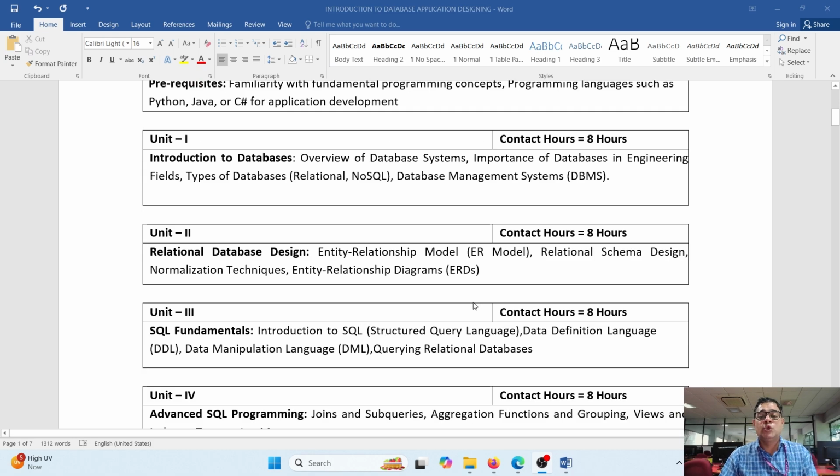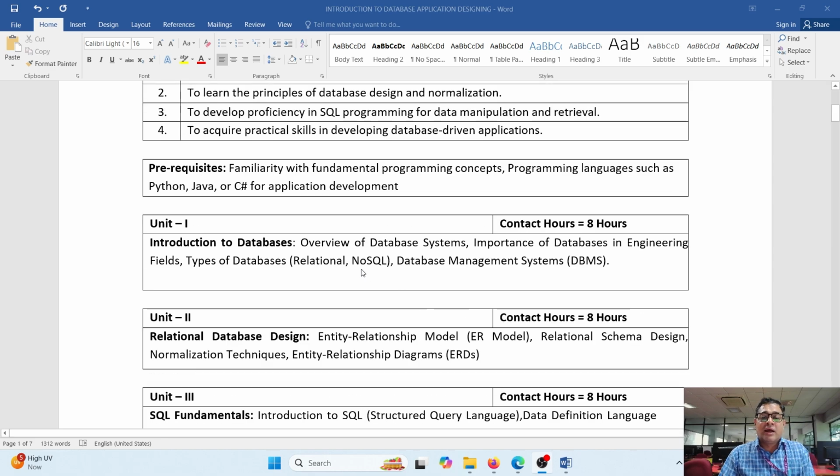It's a huge subject actually, but we have structured it in such a way that any non-technical student, like our other department students, if you know a little bit of programming language and application development, you can take up this subject and explore it.